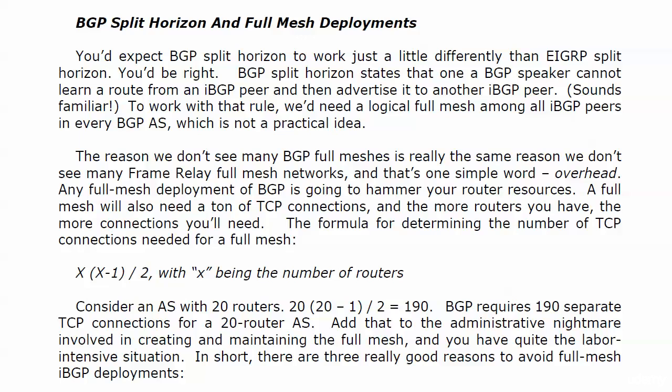Now, a full mesh is also going to need a ton of TCP connections. And if you want to figure out exactly how many, here's a quick formula for doing it. It's X times X minus 1 divided by 2, with X being the number of routers. And if you had an AS with 20 routers, using that formula, you would need 190 separate TCP connections for a 20 router AS. We don't want to go there.